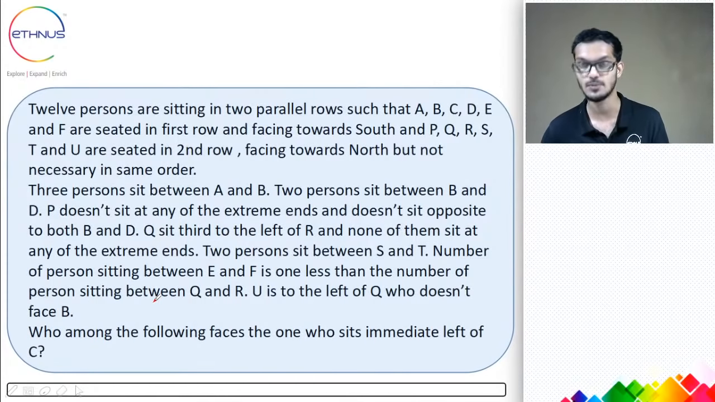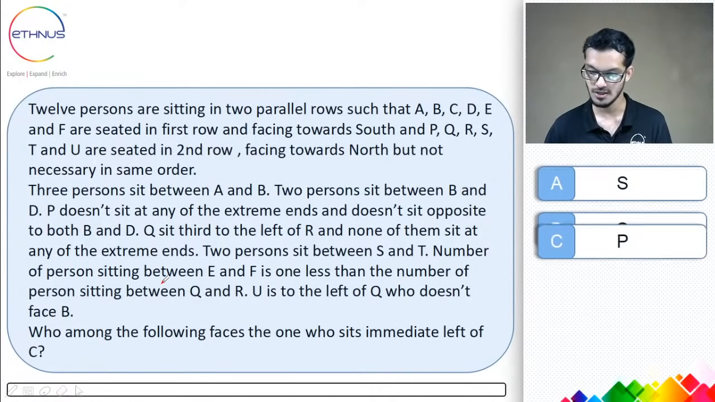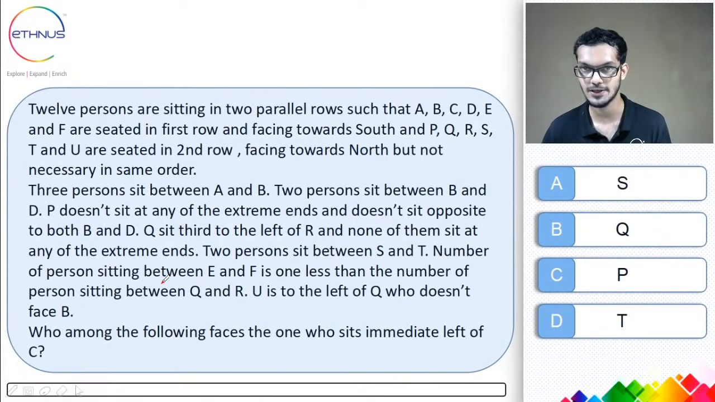2 persons sit between S and T. The number of persons sitting between E and F is 1 less than the number of persons sitting between Q and R. U is to the left of Q, who doesn't face P. Who among the following faces the one who sits immediate left of C? I'll also display the options. So here are the options on the screen: S, Q, P and T?